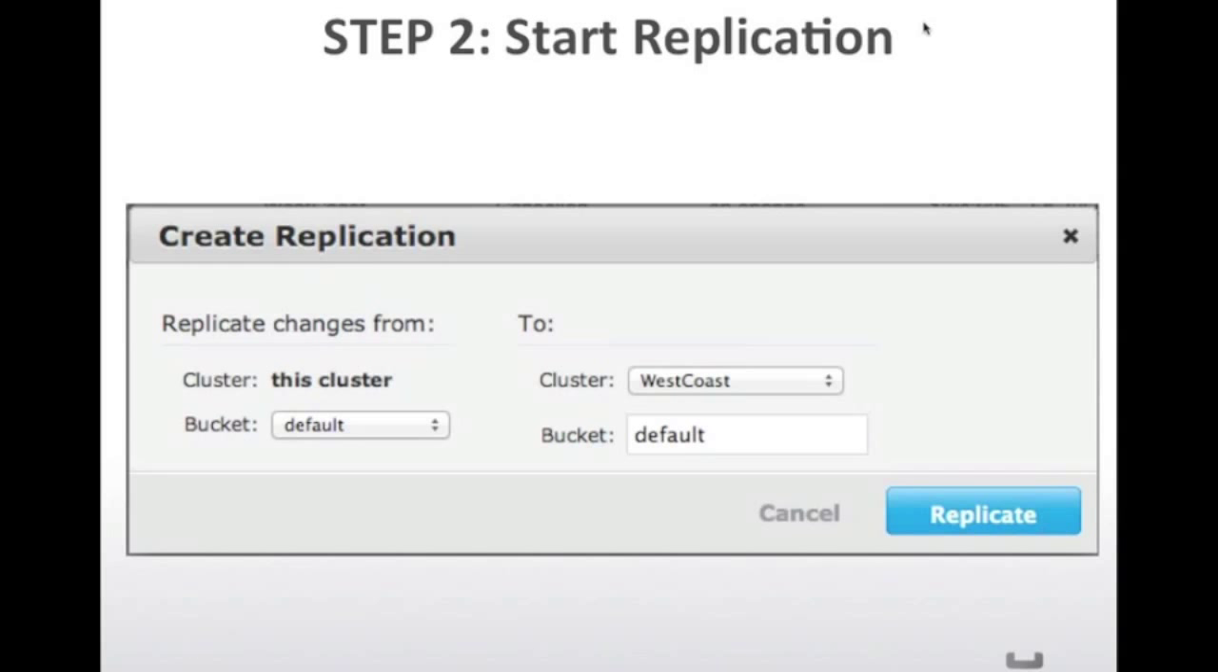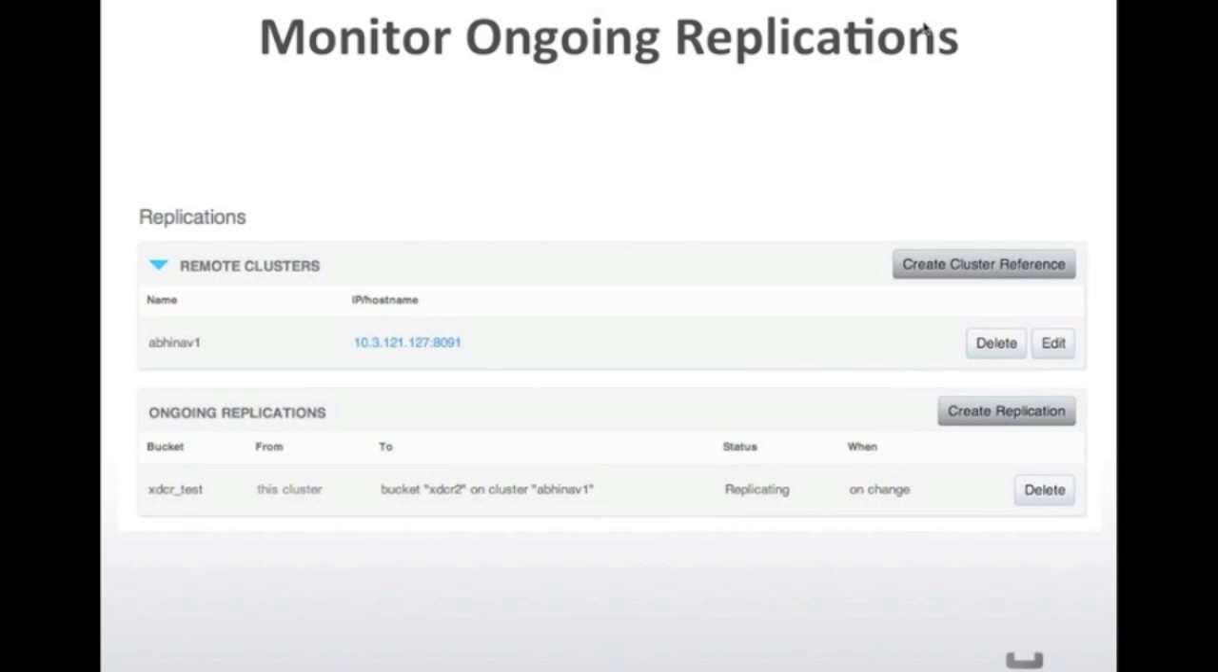So you say that you create a replication from your current cluster. You pick a bucket and you say, well, I want to replicate it to my west coast, and here's the bucket to which I want to replicate. You make sure you create a bucket on the other cluster, and you can put it in here. And you say replicate. That's it. That's about as it is. It just sets up the replication, and it starts the replication stream.